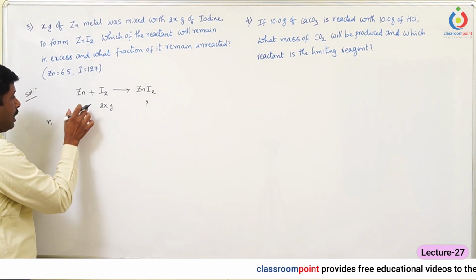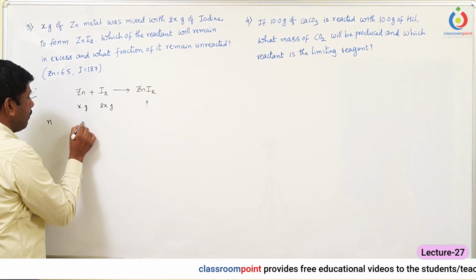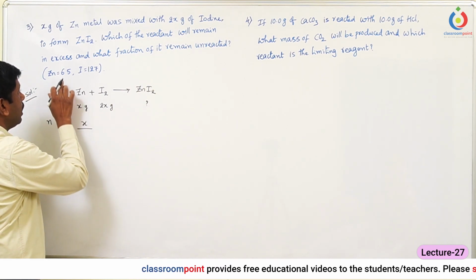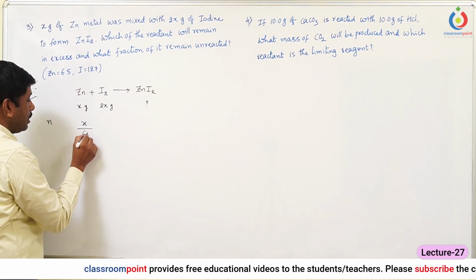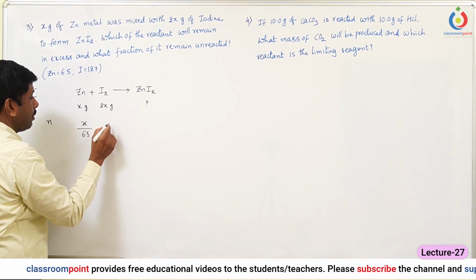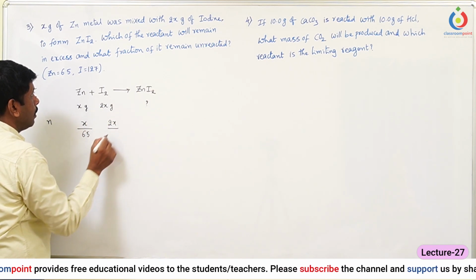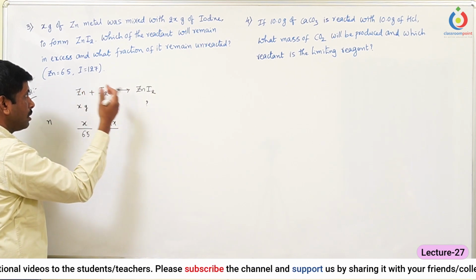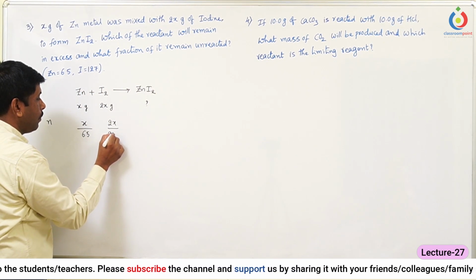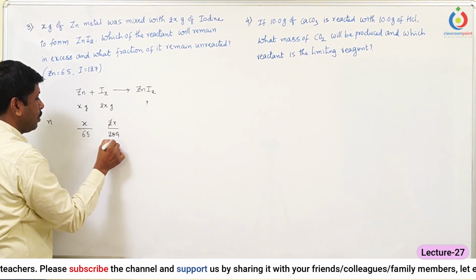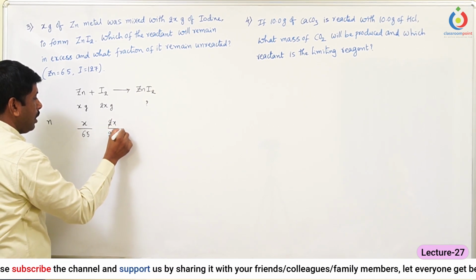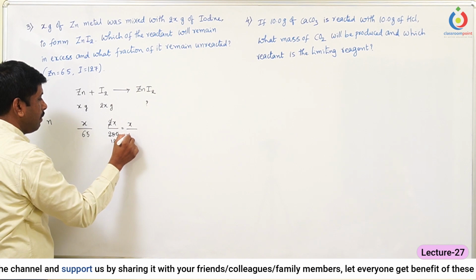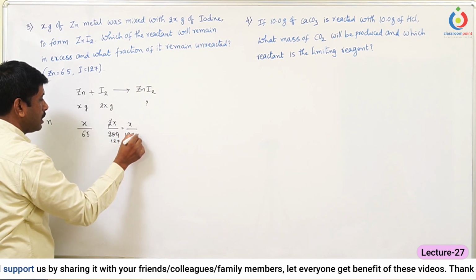Number of moles is weight by atomic mass. Here the weight is X grams, divided by the atomic mass already given, that is 65. For iodine, the weight is 2x grams. The I2 atomic mass is 127, and I2 means molecule, that is 254. So it goes 127, and the value of this part is equal to X divided by 127.